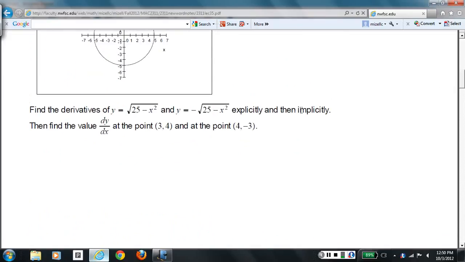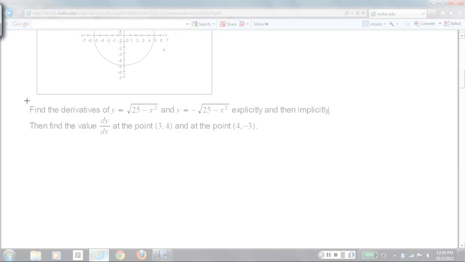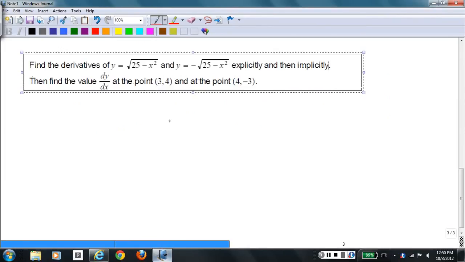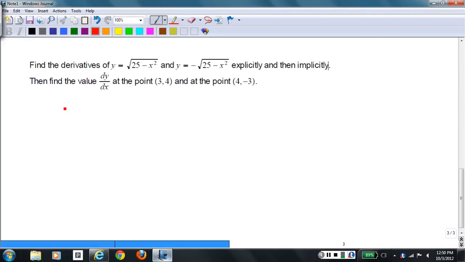So, I've done everything except this part. We differentiated explicitly. Now we want to differentiate implicitly, and in the process, I got to explain how to do this. So here goes. Well, we start with x squared plus y squared equals 25. That's, I guess, the beauty of the implicit differentiation. Number one, you don't have to solve for y in terms of x.